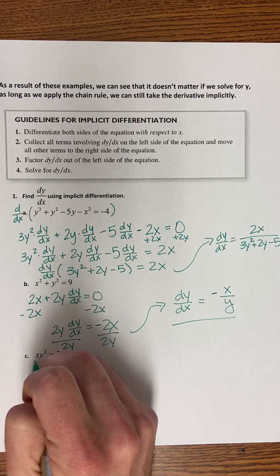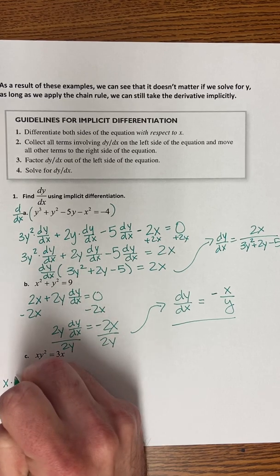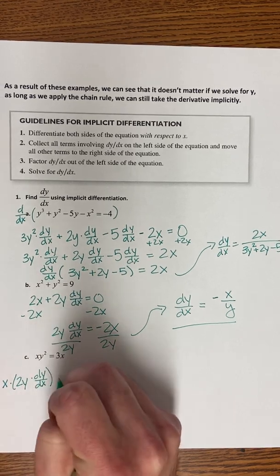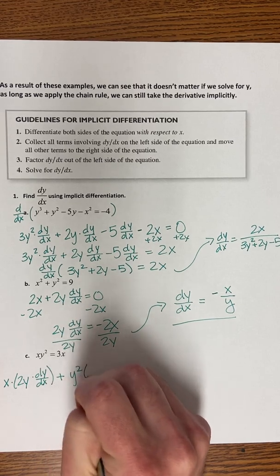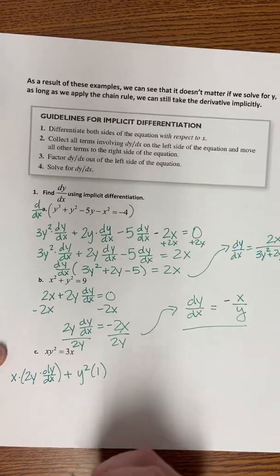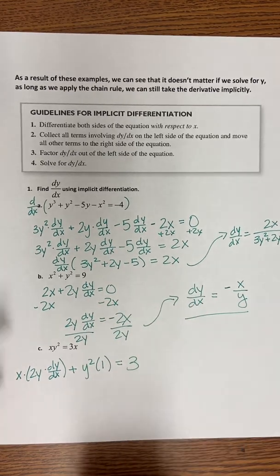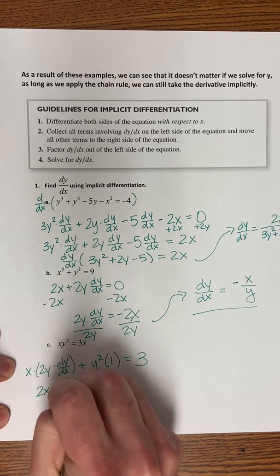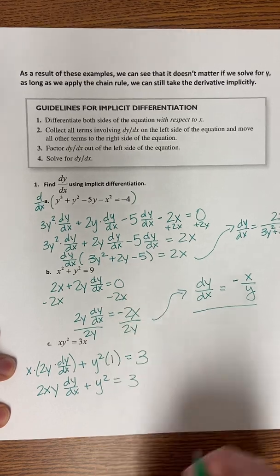We might have to use product rule. So if we use product rule here, it's x times the derivative of y squared, which would be 2y dy/dx, plus y squared times the derivative of x, which is 1, is equal to the derivative of 3x on the right side with respect to x, which is 3. So this is 2xy dy/dx plus y squared equals 3.